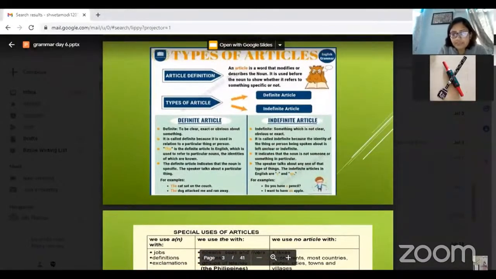Now, the definite article "the": to be clear, exact and obvious about something. It is called definite because it is used in relation to a particular thing. When you point, like I said, "I drink milk," I don't use any article. But when I say "I drank the milk which was on the table," then that is specified. So we use "the" to specify. The definite article indicates that the noun is specific.